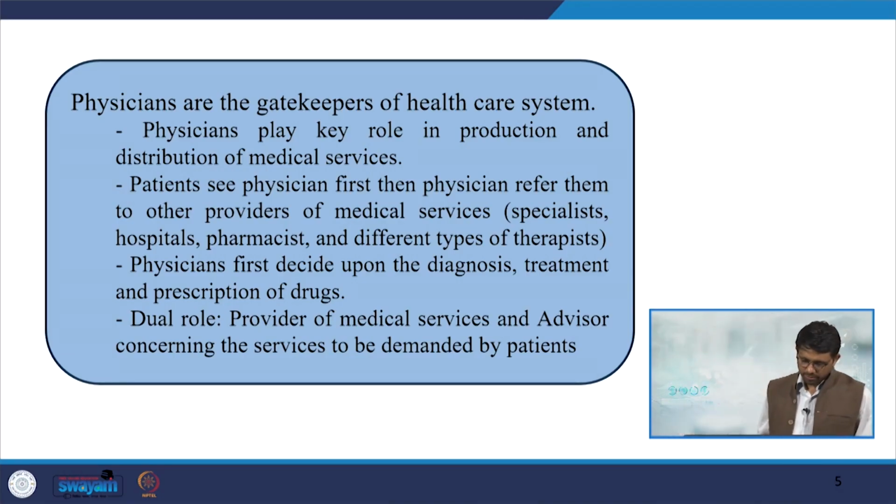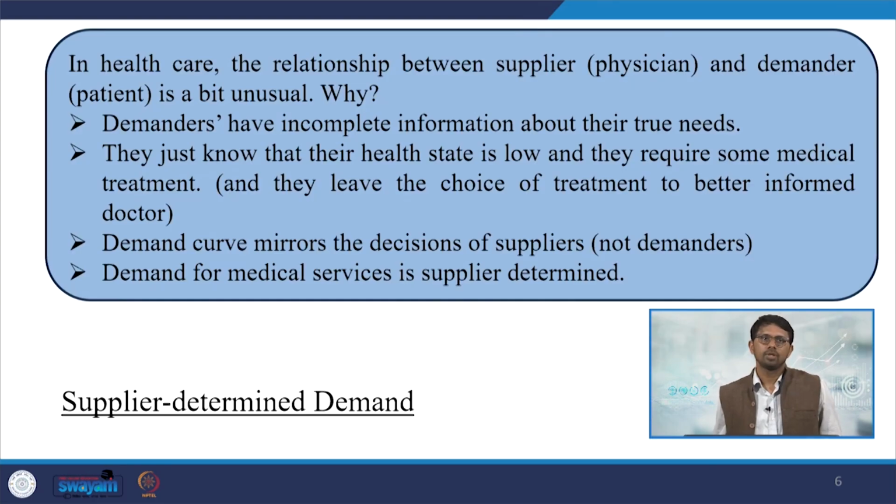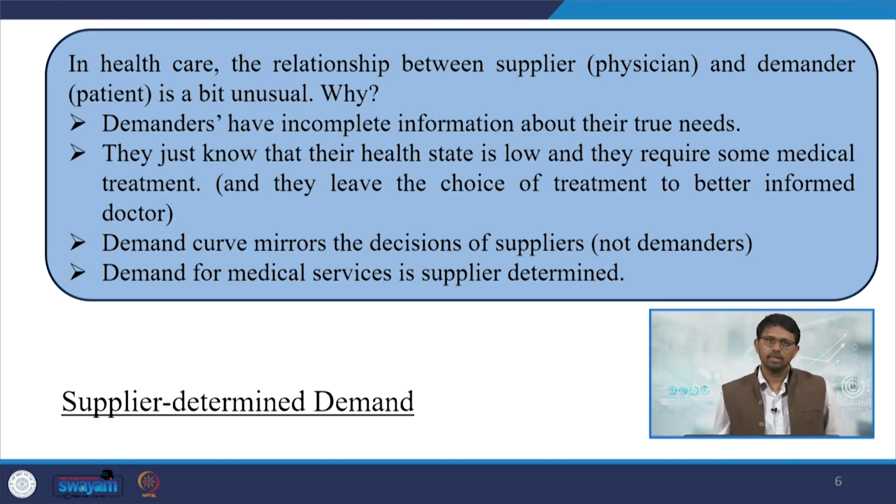There are dual role as well, such as provider of medical services and advisor concerning the services to be demanded by patients. In healthcare, the relationship between supplier, that is the physician, and demander, they are the patient, is a bit unusual. Why is it so? Because demanders have incomplete information about their true needs. They just know that their health state is low and they require more medical treatment, and they have the choice of treatment to better informed doctors.